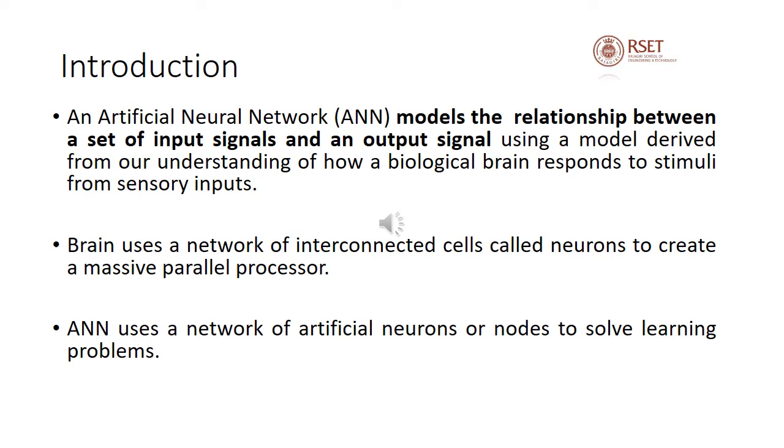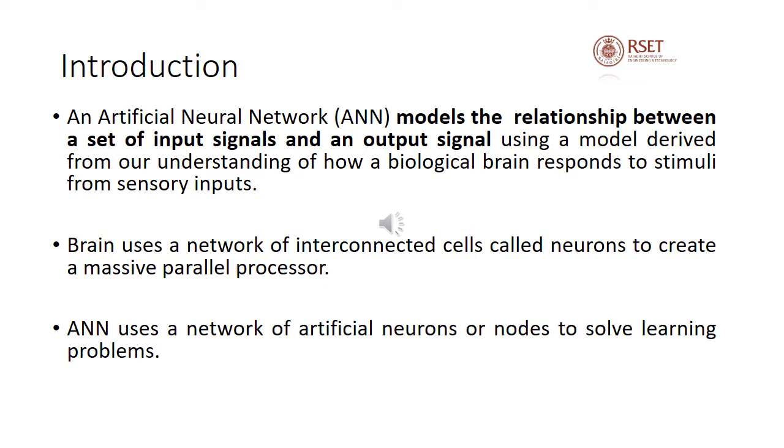Let's see what an artificial neural network is. An artificial neural network is a system inspired by a biological neural network. It models the relationship between a set of input signals and an output signal using a model derived from our understanding of how a biological brain responds to stimuli from sensory input. That is, it is a system which is equivalent to a human brain.